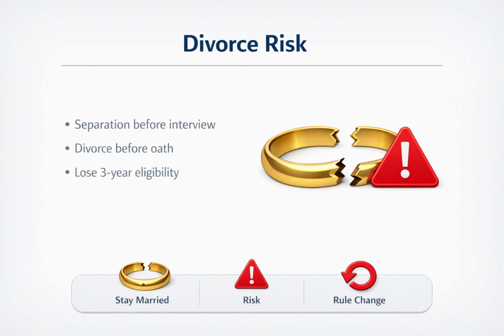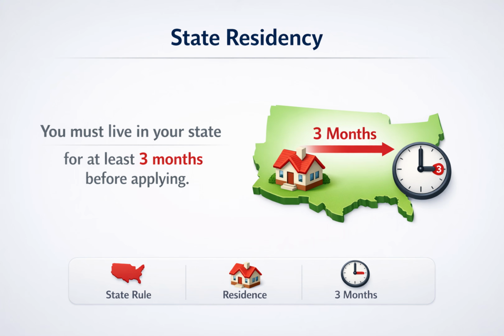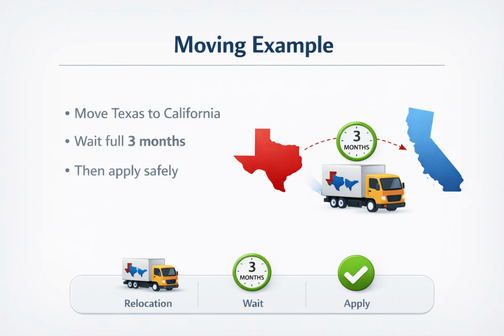Here's a real example. If you separate or get divorced before your interview or oath, you will lose eligibility under the 3-year rule and move back to the 5-year rule. Third, state residency. You must live in your state for at least 3 months before applying. For example, if you move from Texas to California today, you should wait 3 months before submitting your application.